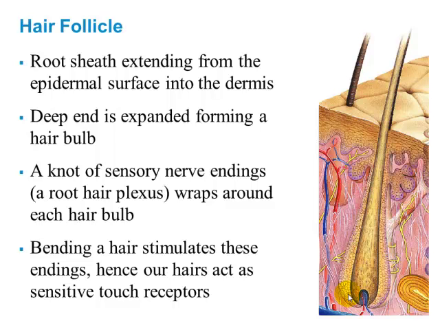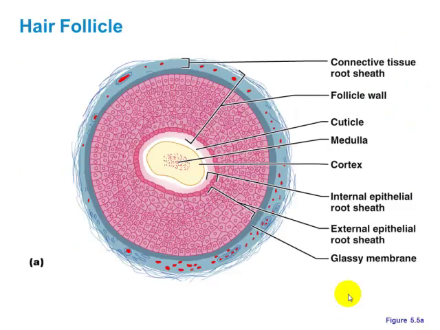The deepest part is called the bulb. If you think about planting a plant, what you put in the ground of like a tulip, that's called the bulb. It's got that same kind of shape. Okay? And that's where the plant will grow from. Well, that's where the hair grows from as well.